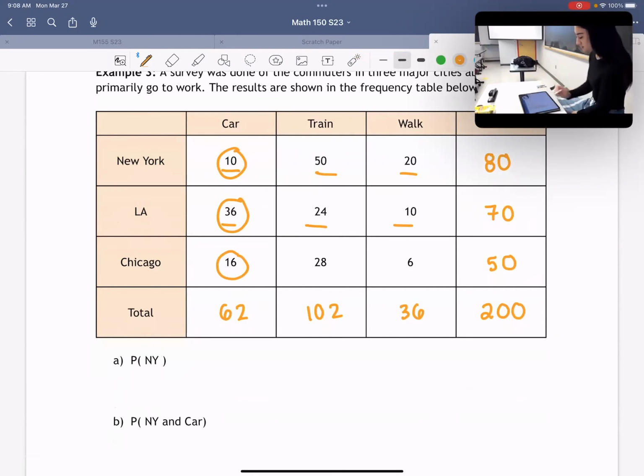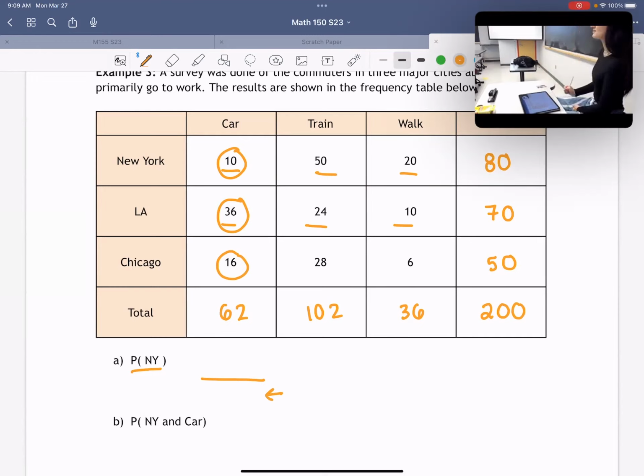This is asking me the probability that I don't know anything about the situation. All I know is, if I rounded up every single person in this entire sample and selected a person, what's the probability that that person is going to be from New York? Well, this isn't using the formula that I gave. This is just a normal probability. What number do you think is going to go on the bottom?